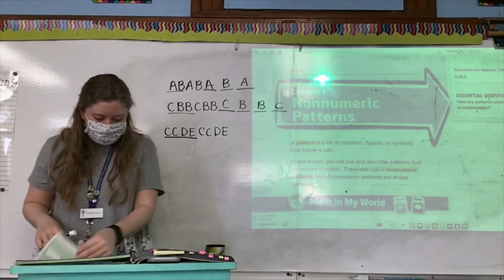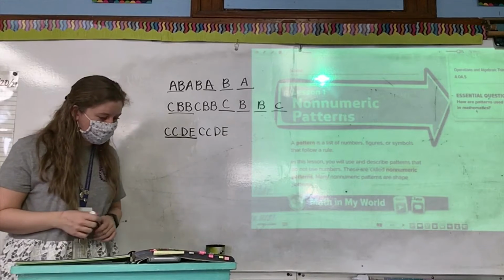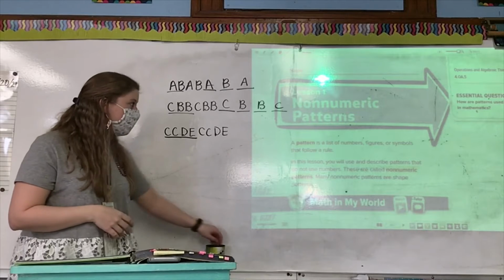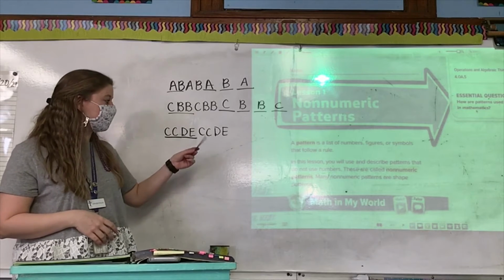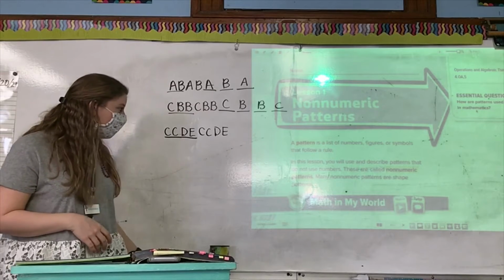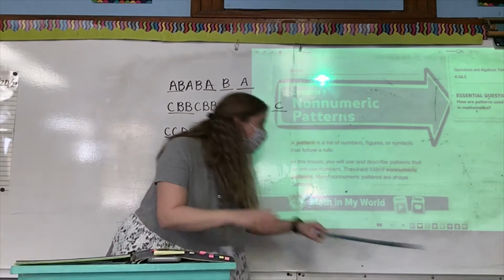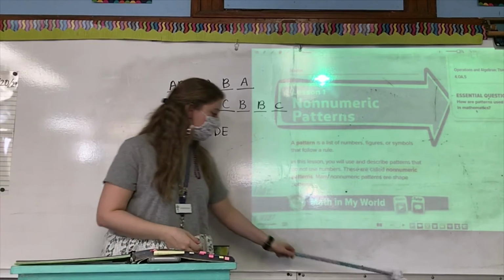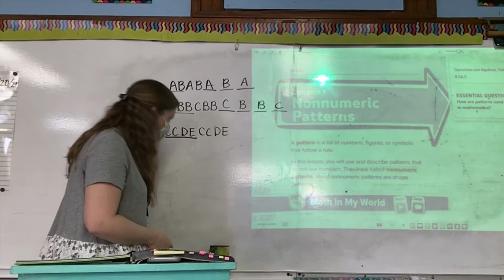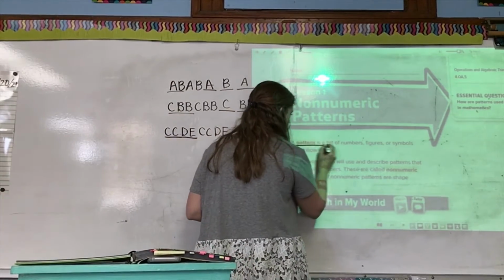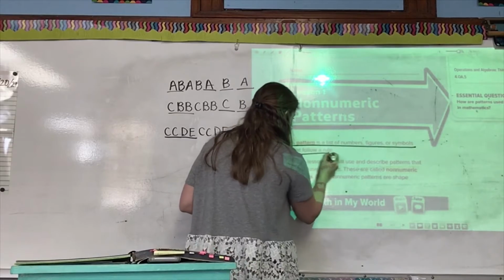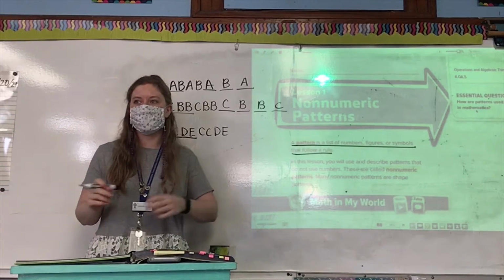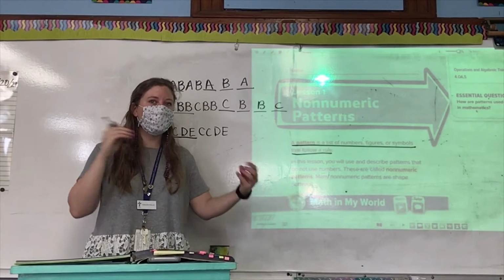Okay, so everybody, let's look at page 413, if you're not already there. And please read, the title of this lesson is Non-Numeric Patterns. Lena, please read this first sentence. A pattern is a list of numbers, figures, or symbols that follow a rule. Good, so there's our first vocab word. We don't just use letters, we don't just use numbers, sometimes we use little pictures, little symbols, whatever.